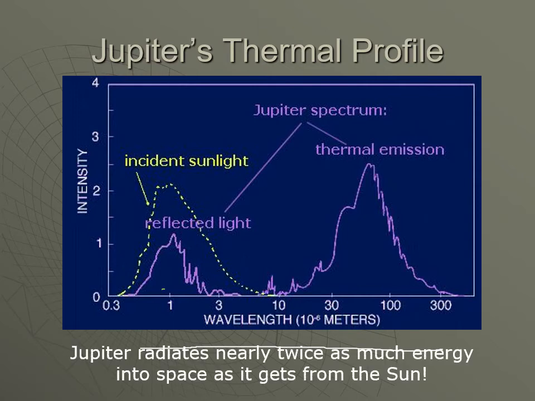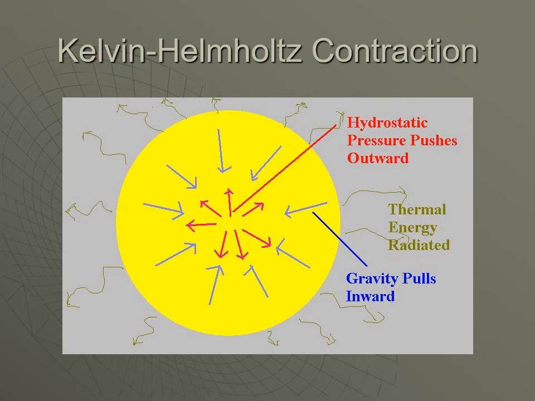Well, what's going on? Like I said, it gives off almost twice as much energy as it gets from the sun. So how do you generate heat? Well, it turns out that even way before this, 100 years earlier, physicists had come up with an idea for how a large object can generate heat. It is something called Kelvin-Helmholtz Contraction.